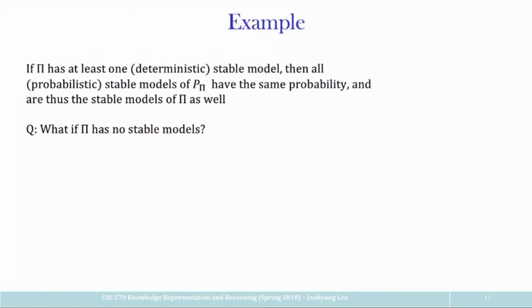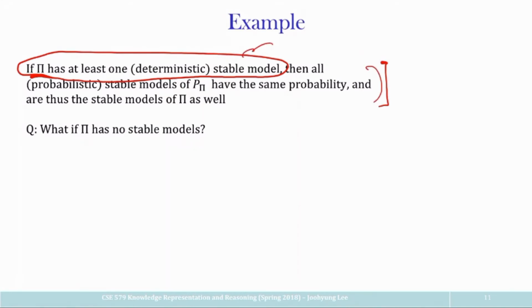So the last statement was actually assuming this condition: if pi has at least one deterministic stable model. So in the previous example, the original program has actually two stable models, right? Deterministic stable models. So this condition could apply. However, the condition is actually critical. If you miss this condition, the next sentence is actually not true. Can you find out the reason?